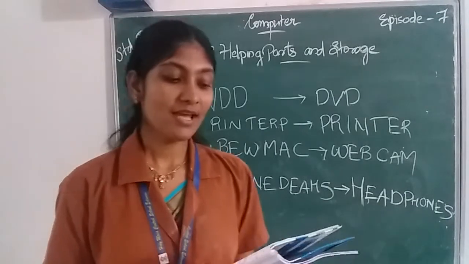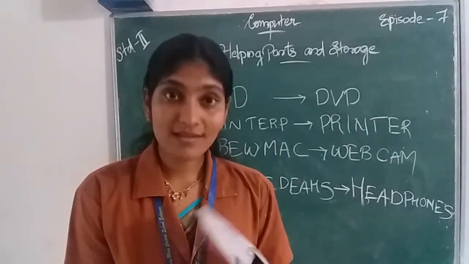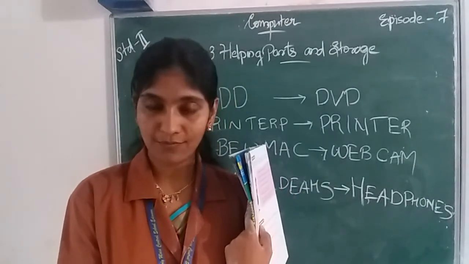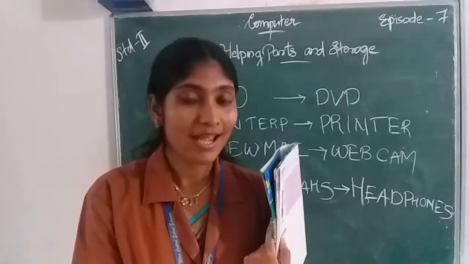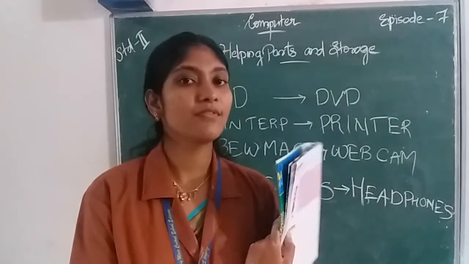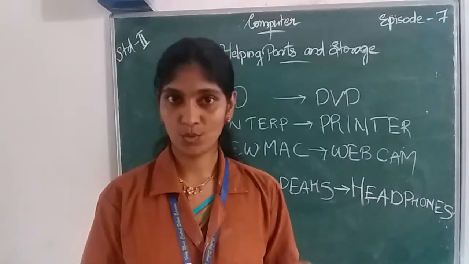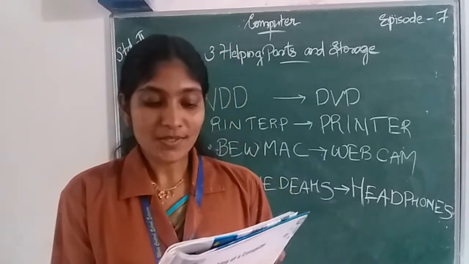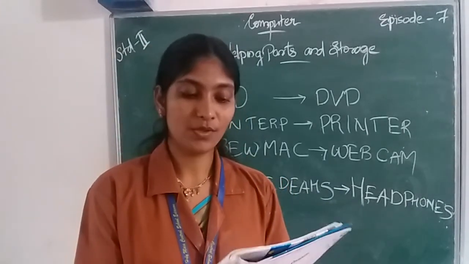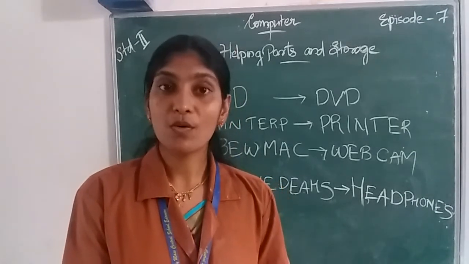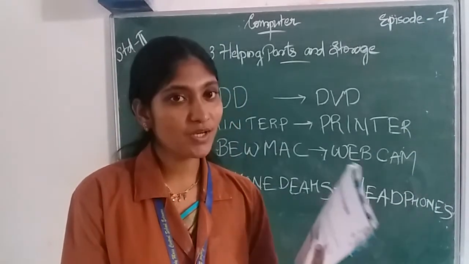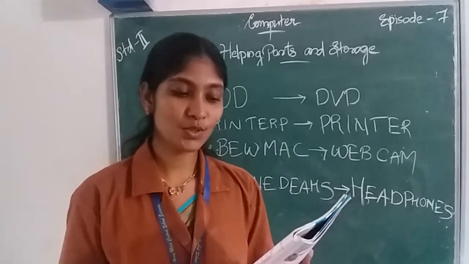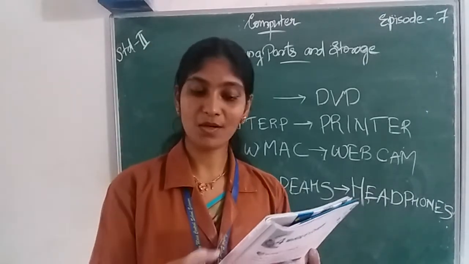Then second one, using the headphones you can record sound. Can we record sound using a headphone? No. Why? Because headphones are used to hear sound from the computer. So this is wrong. So put a cross mark in that box. The third one, using a microphone you can hear sound. Can we hear sound using a microphone? No. A microphone is used to record sound. So this is wrong. So we have to put a cross mark in the box.